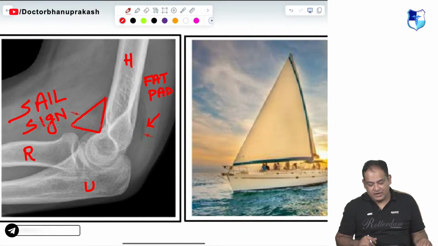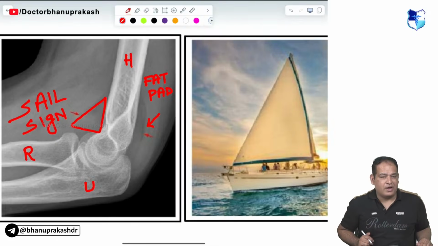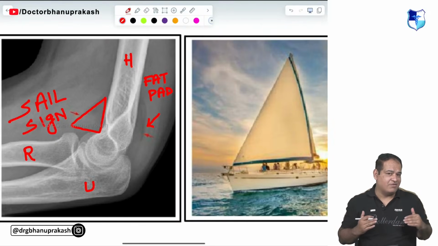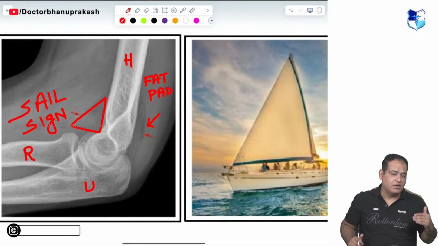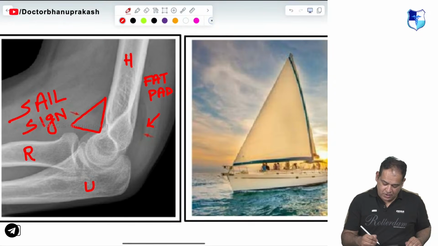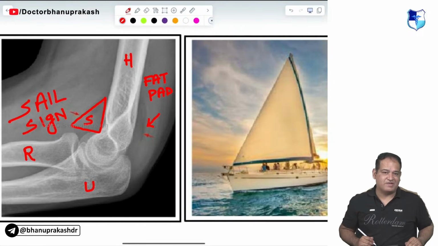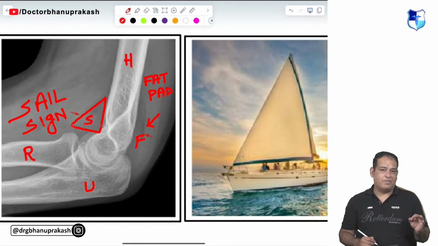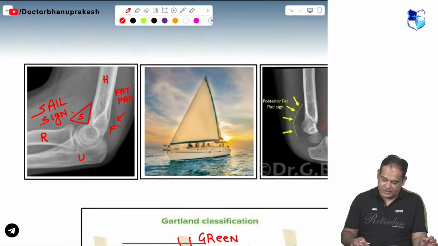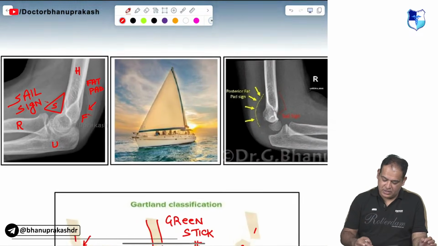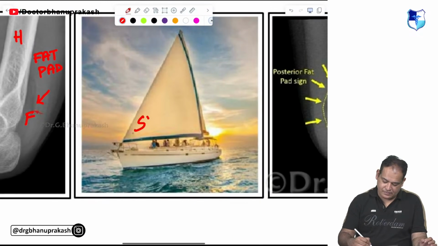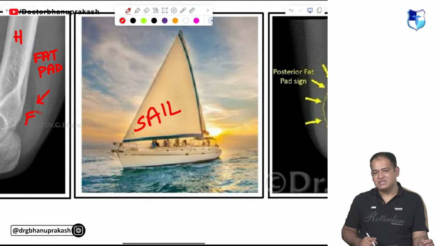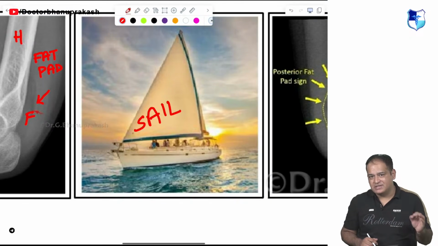So this is seen in the lower end, supracondylar fracture of humerus, incomplete fracture. So in the front you will see sail sign and behind you will see fat pad sign. What is sail? This is the sail. Sail sign and fat pad sign.